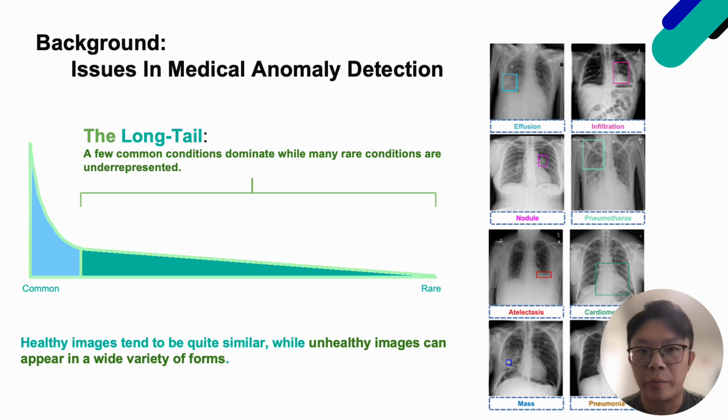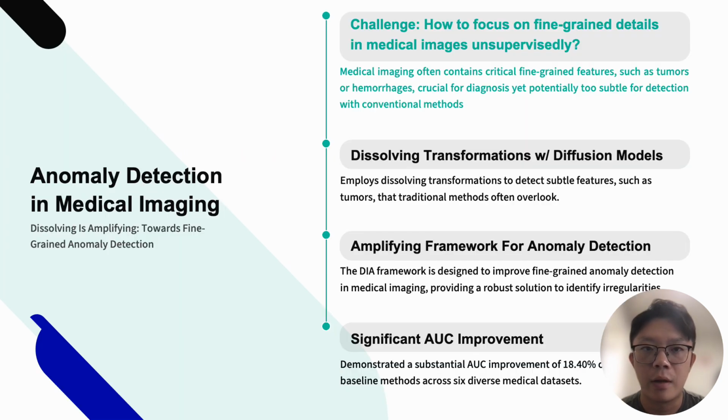Thus, in medical anomaly detection, we commonly assume that only healthy images are available during training. So how do we effectively detect anomalies while only healthy images are in our hands? The main challenge we would like to solve in our paper is how to make our model focus on fine-grained details unsupervisedly.